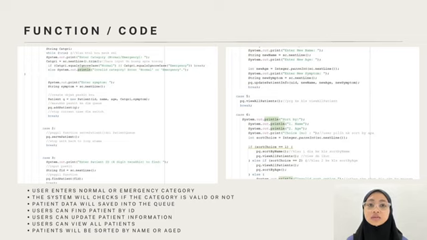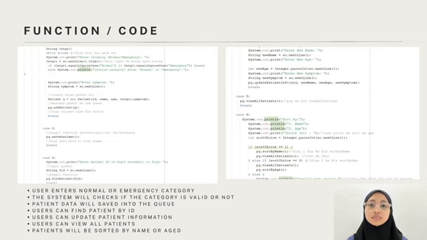And then the system allows the user to find a patient by their ID. It will make it easy to get information about any patient quickly. And then the user can also update patient information. This ensures that the record is correct. The system can show a list of all patients. This gives a clear view of everyone in the queue. Finally, patients can be sorted by name or age. It will help in organizing the data for easy access.